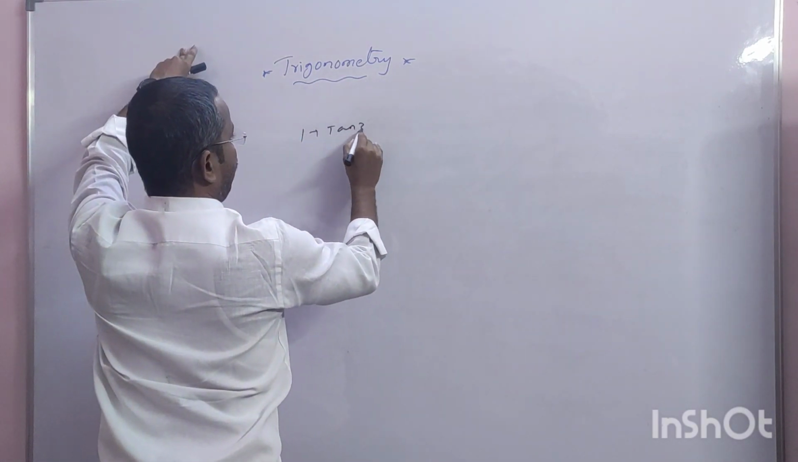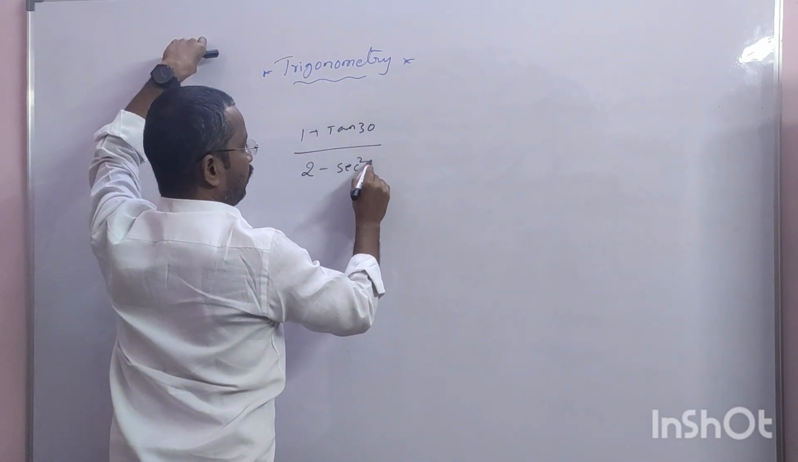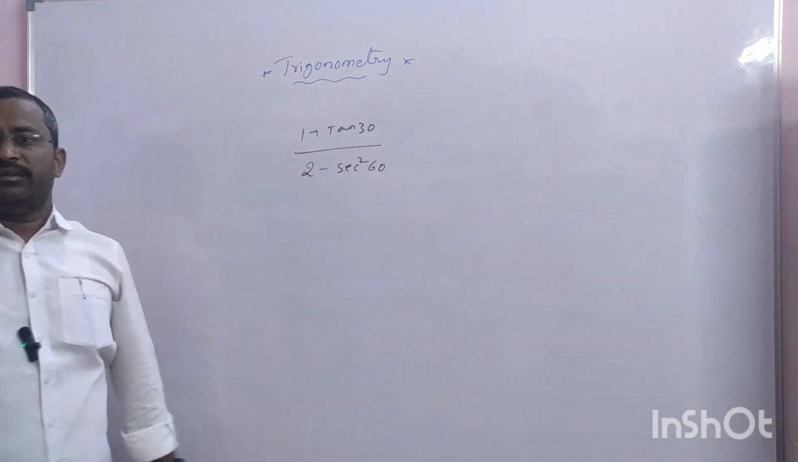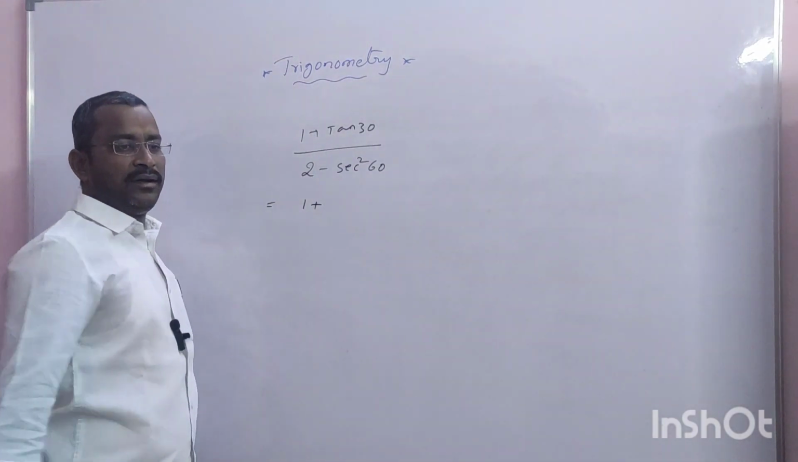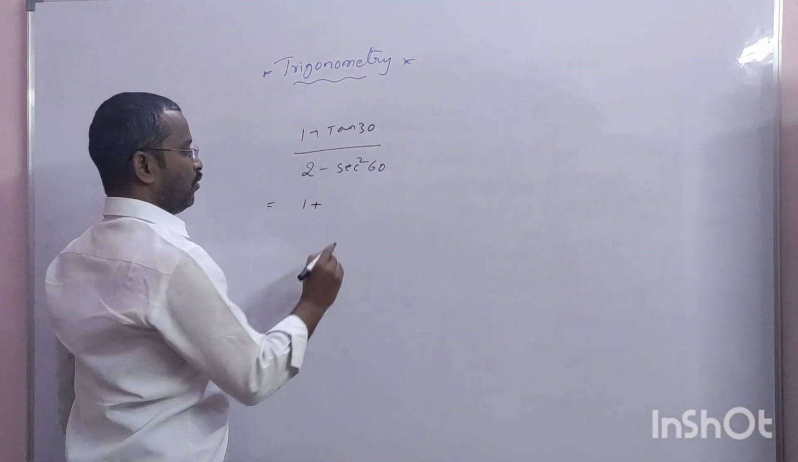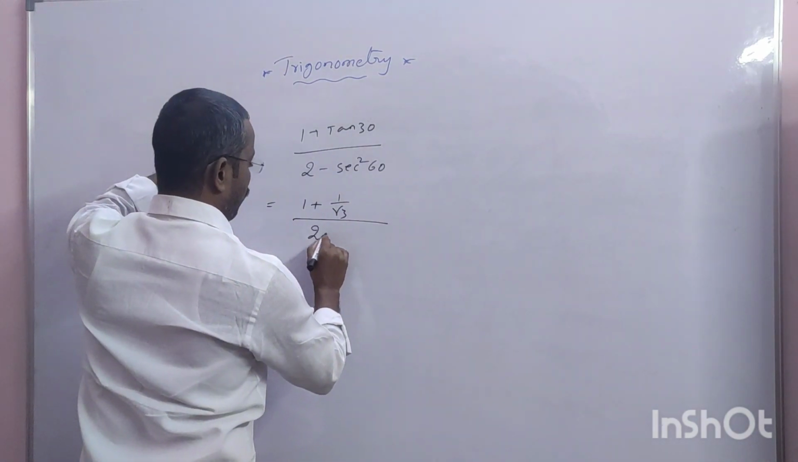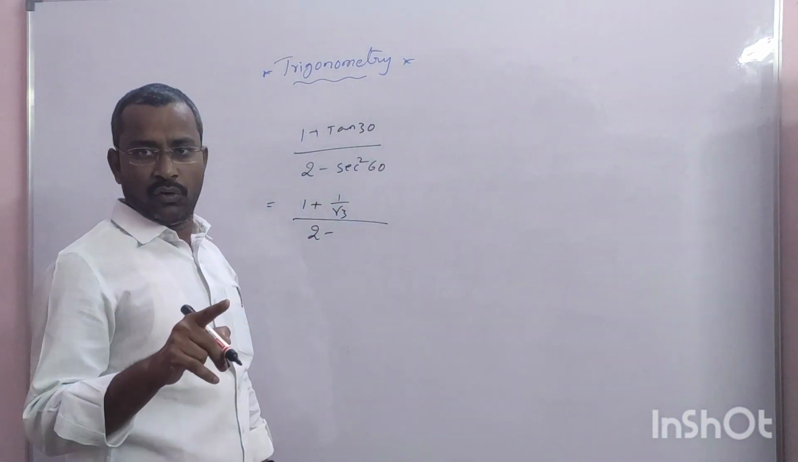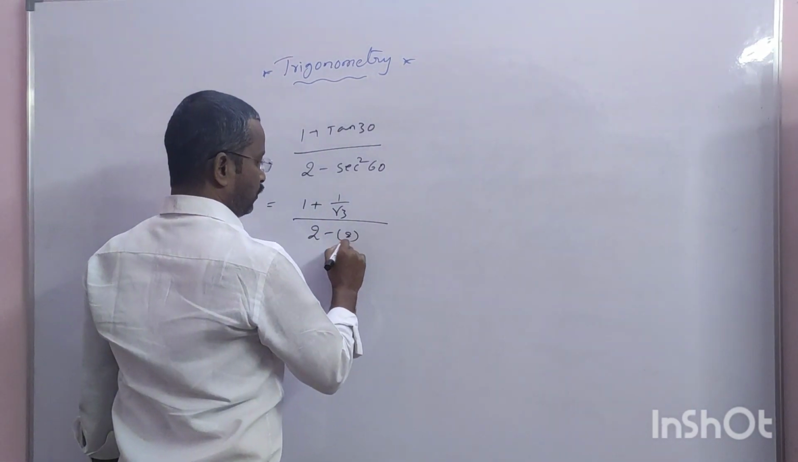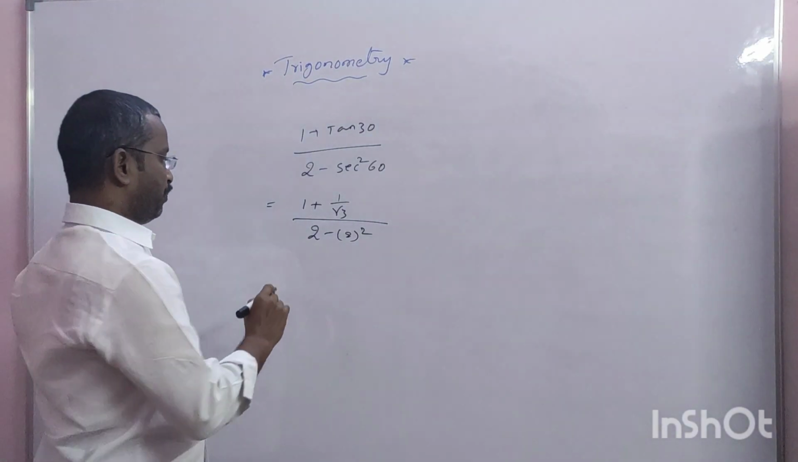The question given is 1 plus tan 30 by 2 minus sec square 60. 1 plus tan 30 means what, Nana? 1 by root 3. 2 minus sec square 60. In this, you should know sec 60. Sec 60 is how much? 2, whole square. Am I right? Cos 60 is 1 by 2, so sec 60 is going to be 2.